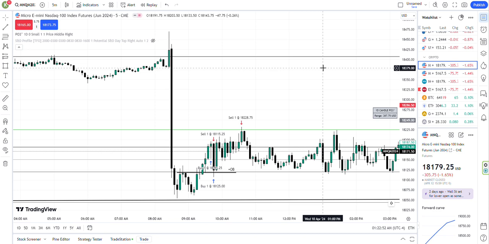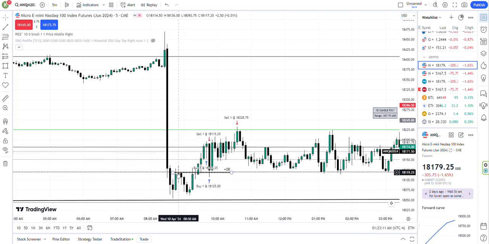So coming down to the lower time frame, the 5-minute time frame, you can see here we made the low and then we started to displace higher. So I got long on an order block, and I had placed a 50-point stop loss, and I ended up getting stopped out on my first trade.